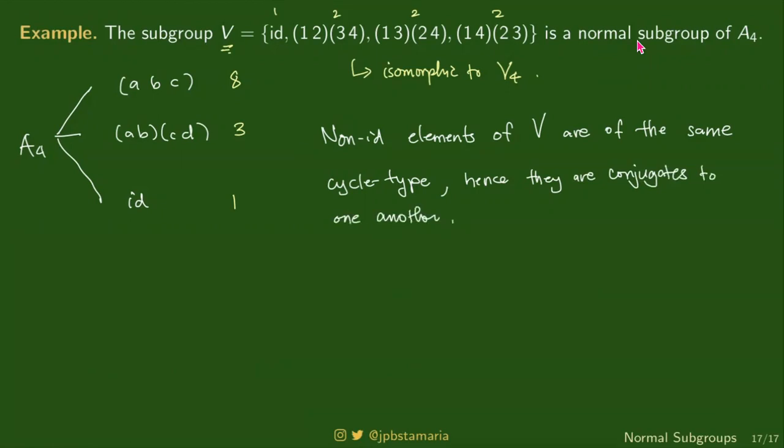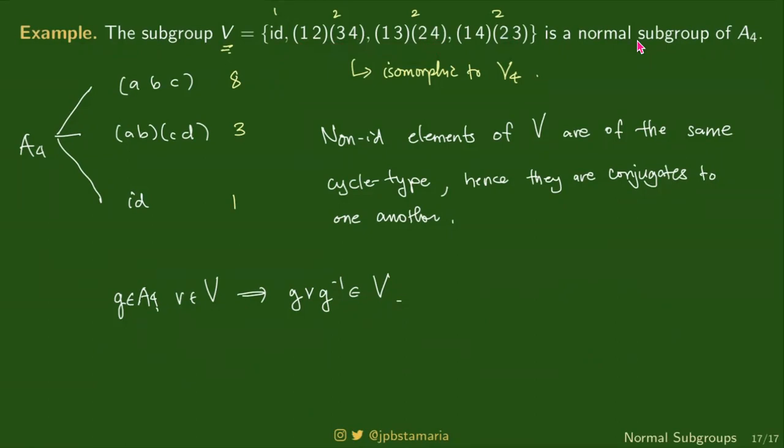Ibig sabihin yan, pag kumuha ko ng little v sa V, kumuha ko ng kahit na sinong G sa A4, sure tayo na ang G, V, G inverse is still an element of V. Kasi halimbawa, pag kinonjugate ko yung ID, anong conjugate niya? Sarili niya. Pag kinonjugate ko tong 1, 2, 3, 4, isa lang dito yan sa 3, wala nang iba. Pag kinonjugate ko ito, isa lang dito sa 2. Pag kinonjugate ko to, isa lang dito ulit sa 2. So they are just conjugates of one another.